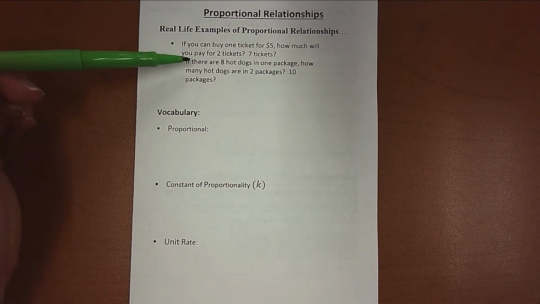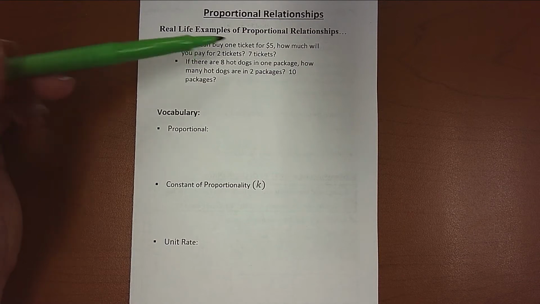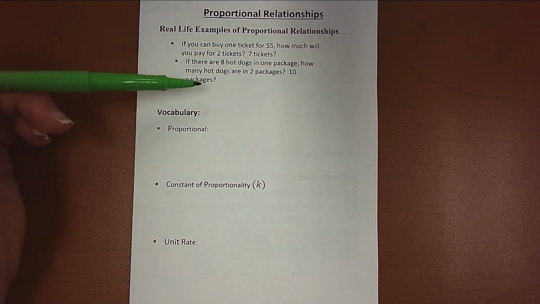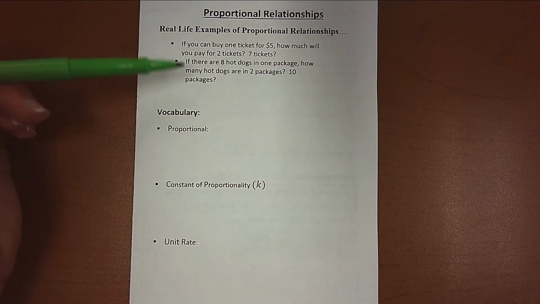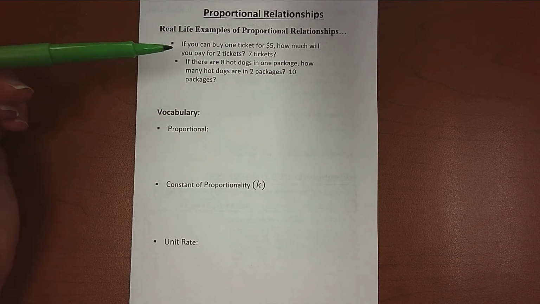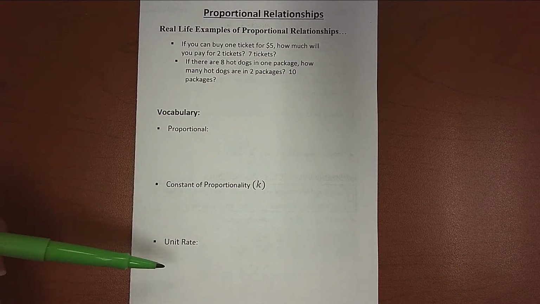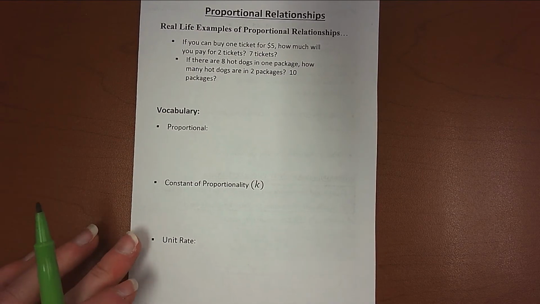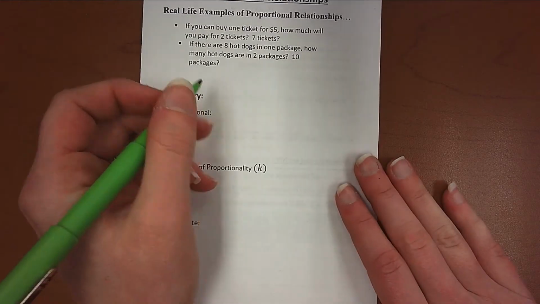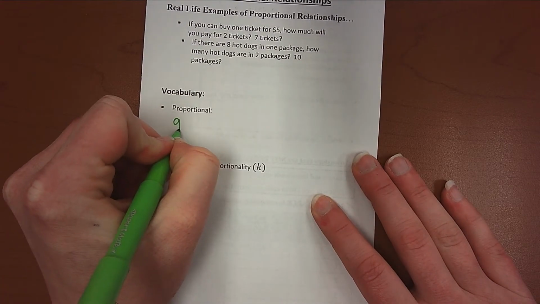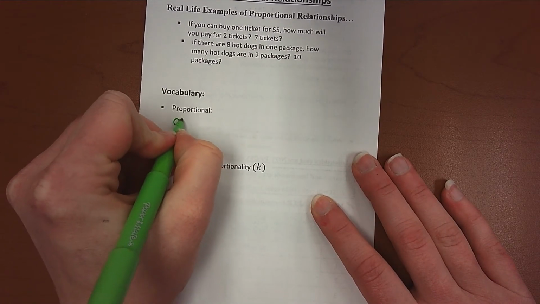Or if there are 8 hot dogs in one package, how many hot dogs are in 2 packages or in 10 packages? These are some real-life examples of what we call proportional relationships. And so before we get started today, I'm actually going to do a couple quick definitions for vocab. Proportional means quantities with the same relationship.